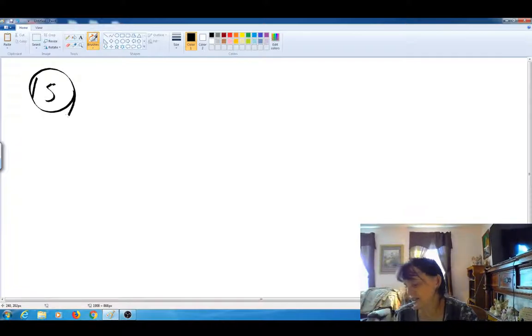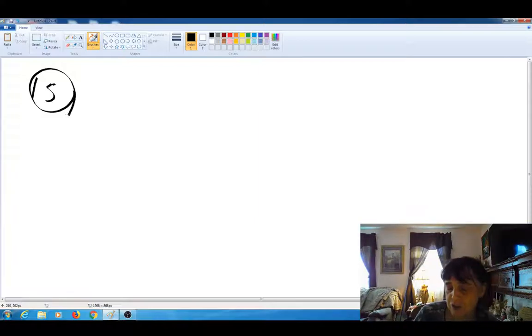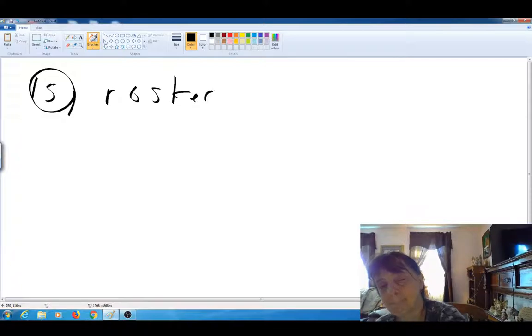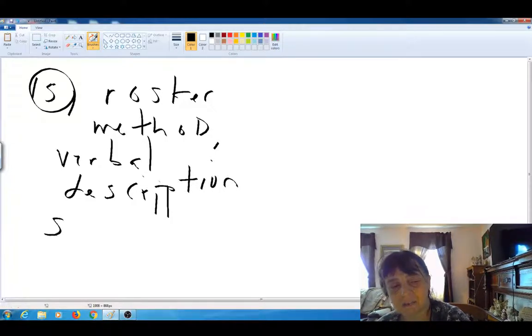Okay, what are the ways to list elements of sets? The choices are protractor, ruler, compass, roster method, verbal description, set builder notation, commutative, associative, and distributive, or none of these. The answer is roster method, verbal description, and set builder notation.